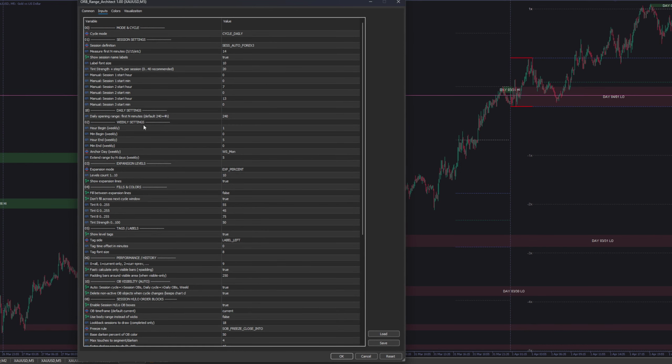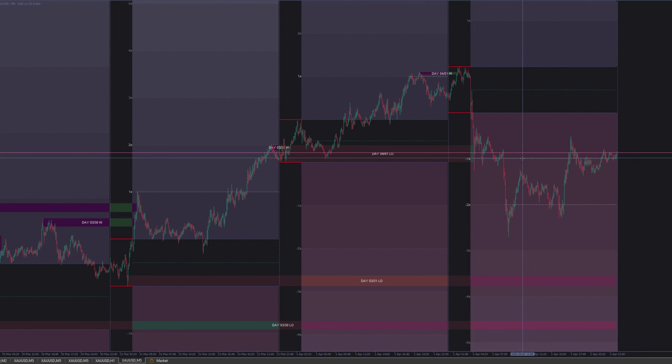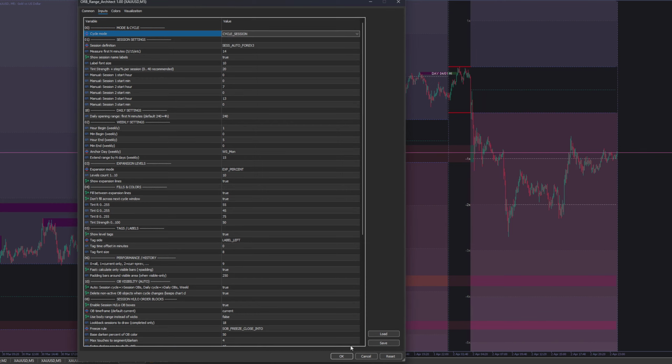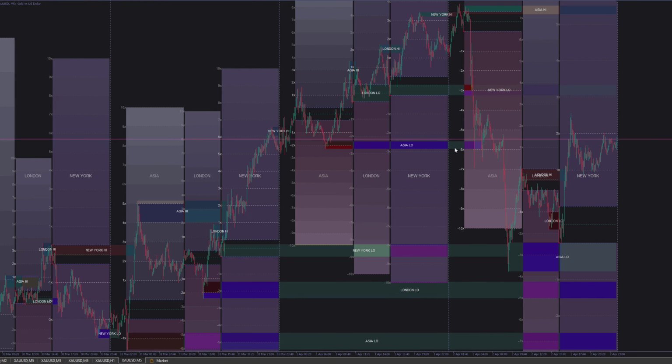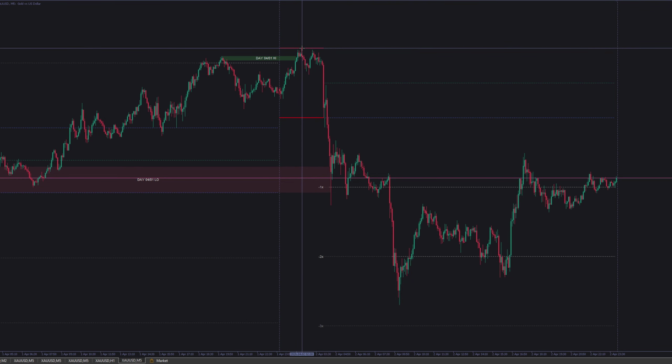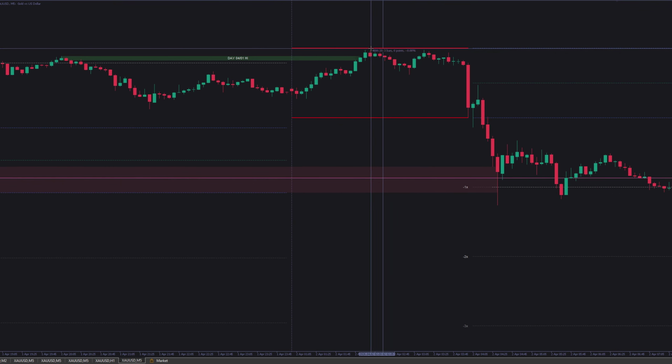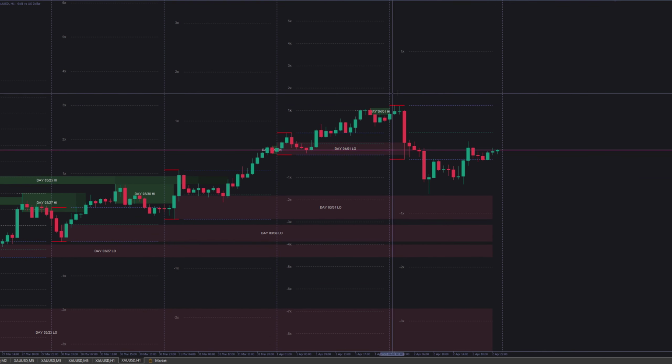Let's switch to daily range mode. Same core concept, different time frame. In daily mode, the indicator maps the opening range of the entire day, the first 15 or 30 minutes after the daily candle opens, then projects expansion levels from there. The reference levels switch from session highs and lows to daily highs and lows, each with a date label so you always know which day it belongs to.